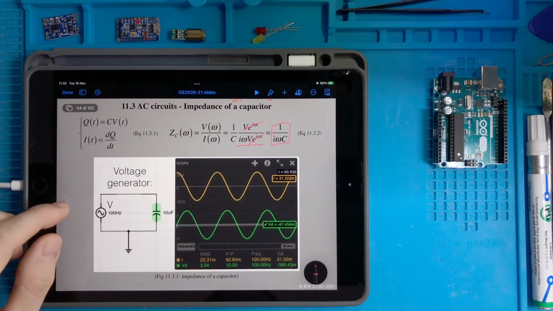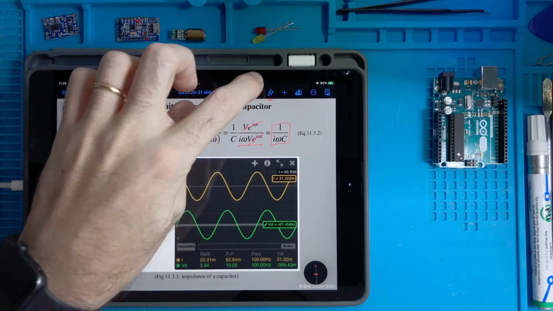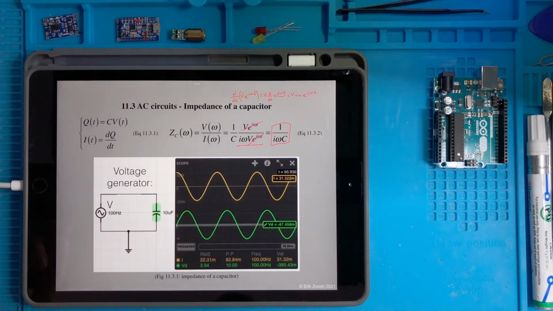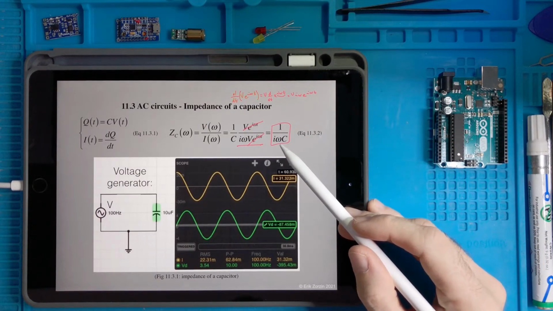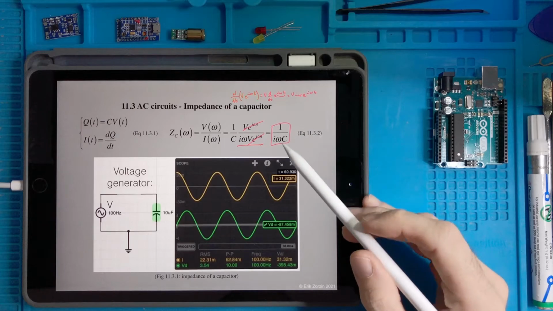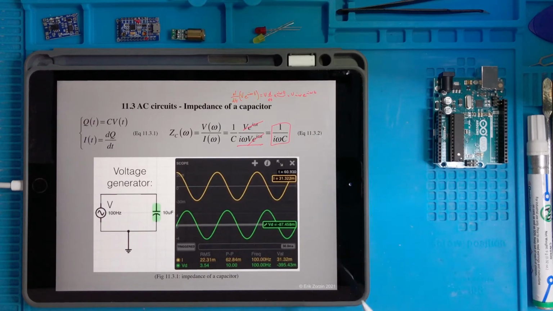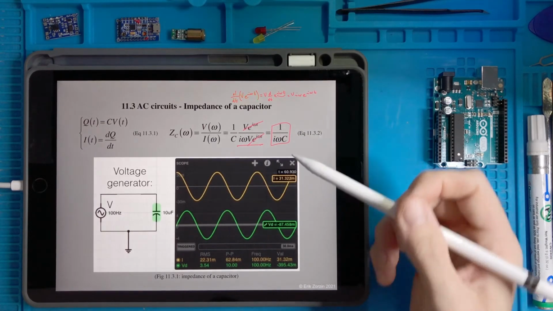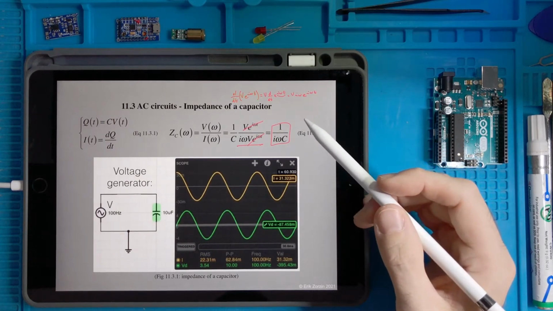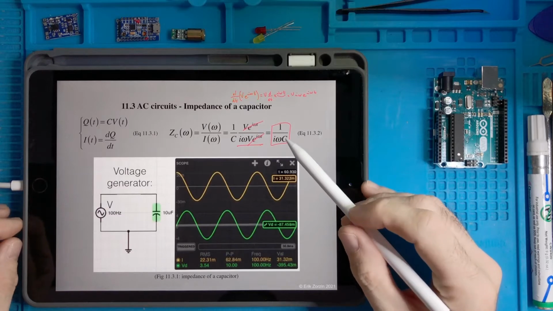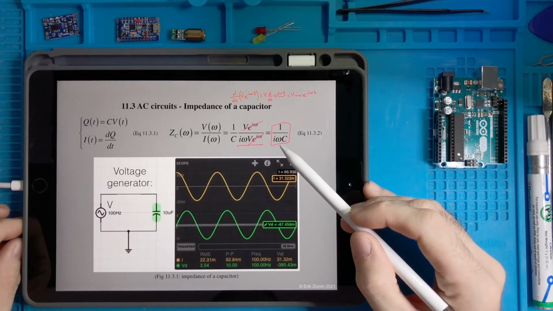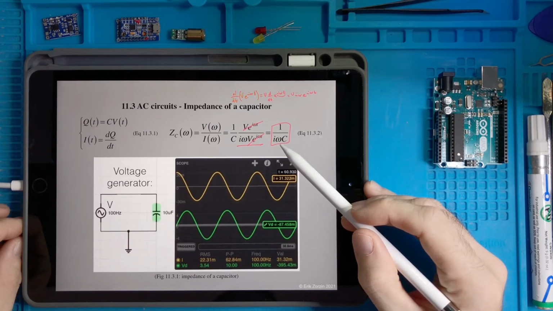So now we see that the impedance of a capacitor is different from the impedance of the resistor, and also it depends on the frequency, and also it's a complex number. So let's analyze two important cases. What happens if we put the frequency omega equal to 0?